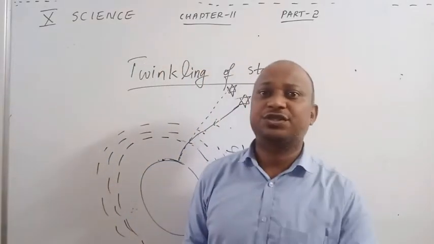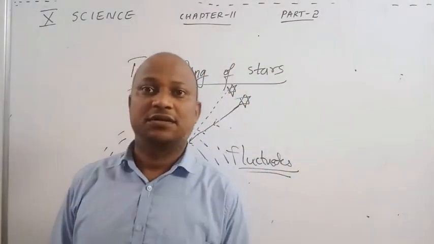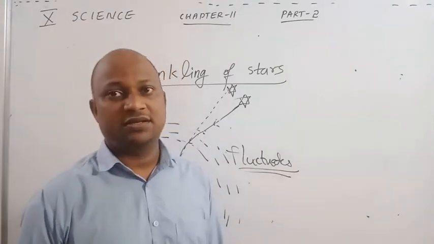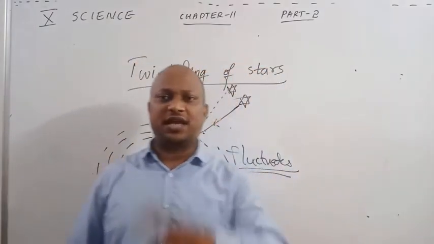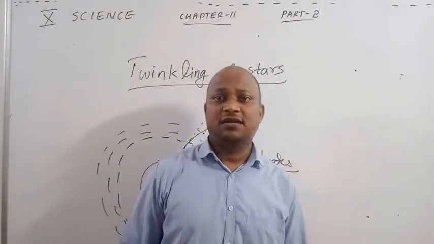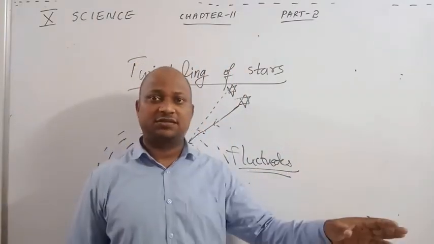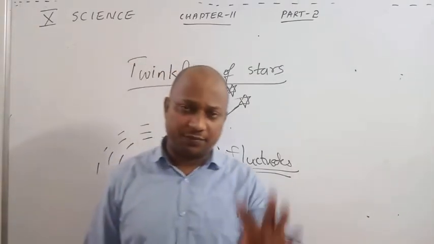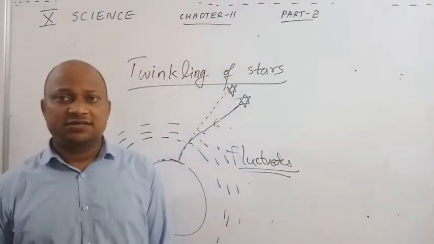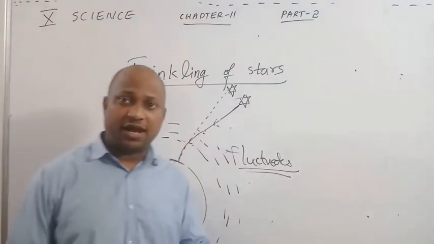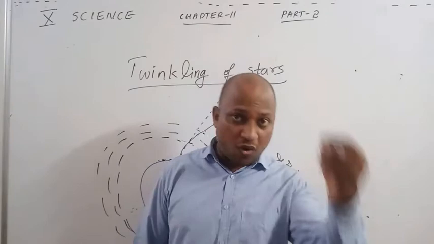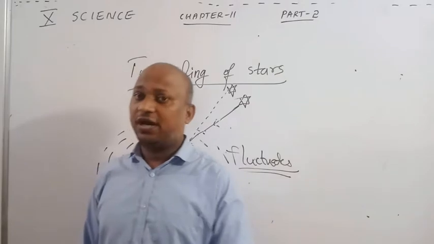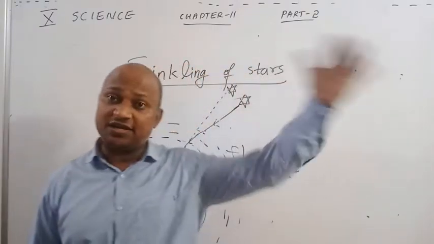But this apparent position of the star fluctuates because the atmospheric conditions fluctuate, vary. So as the atmospheric conditions vary, then the apparent position of the star also varies. Somewhere it is here, somewhere here, somewhere there. So when the apparent position of this star varies, the person looking from here, sometimes he will get more light into his eyes, and sometimes he will get less light. And one of the important reasons behind this is the star is a very distant object.